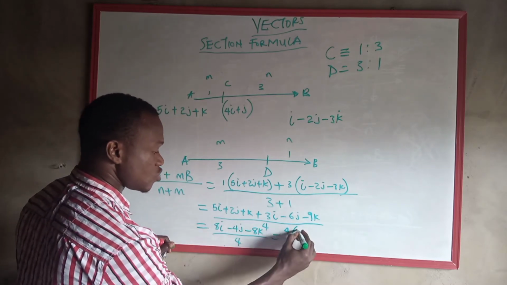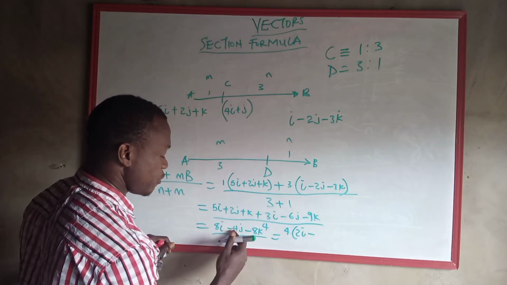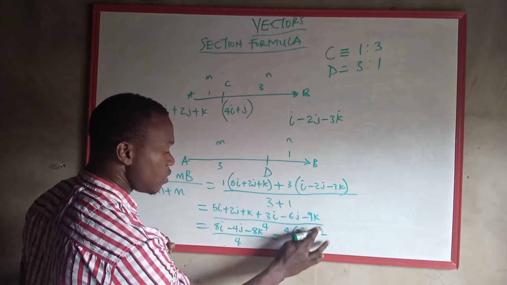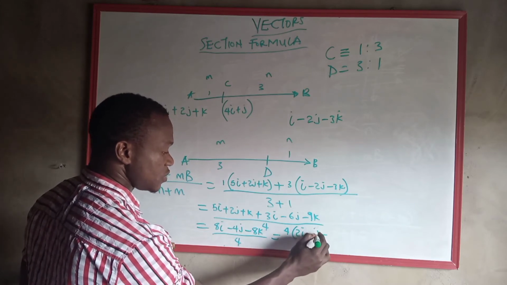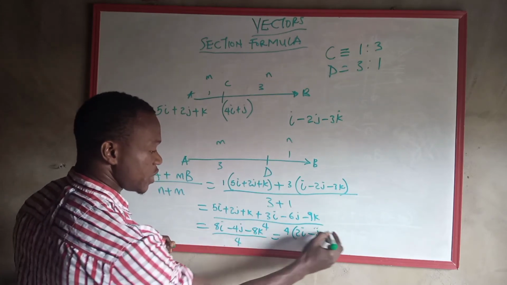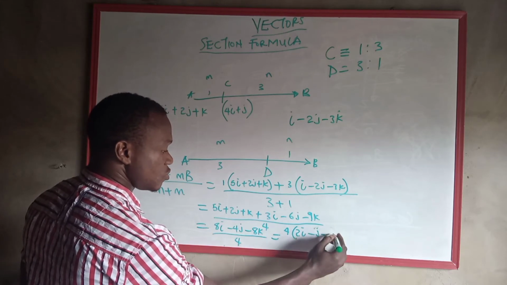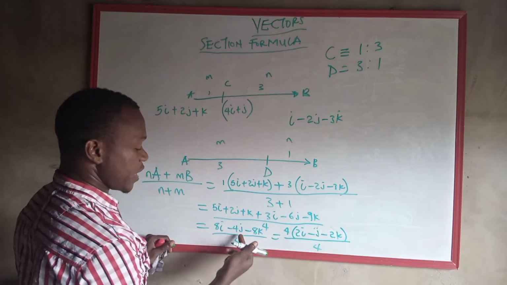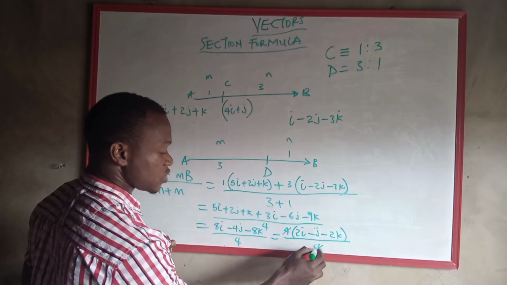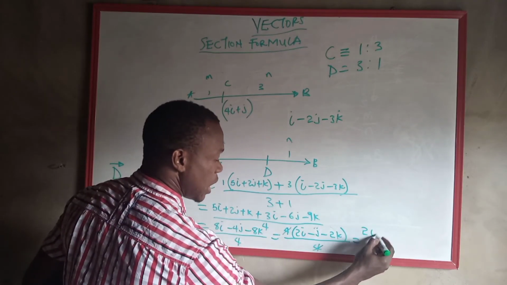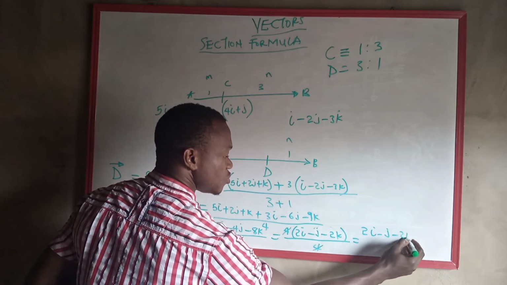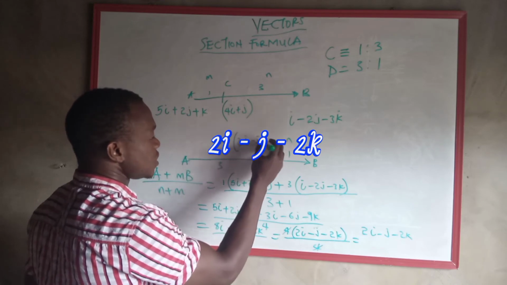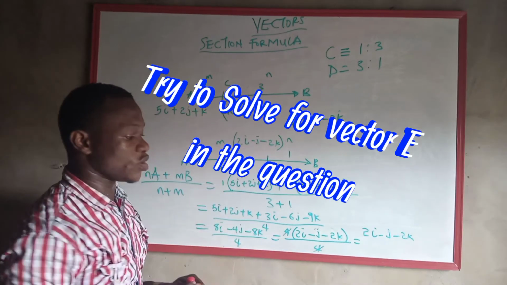Bring out 4, how many will remain here? 4 into 8 gives us 2, so 2i minus, 4 into 4 gives us 1, minus 1j, or j rather, minus, 4 into 8 gives us 2k, divided by 4. If you open this bracket, you return to this place. So 4 cancels 4. We are left with 2i minus j minus 2k. That means our vector D is 2i minus j minus 2k.